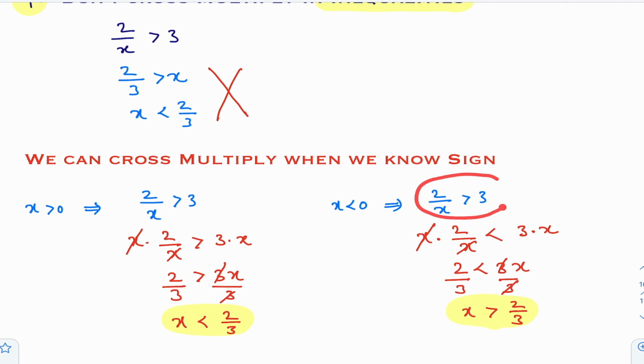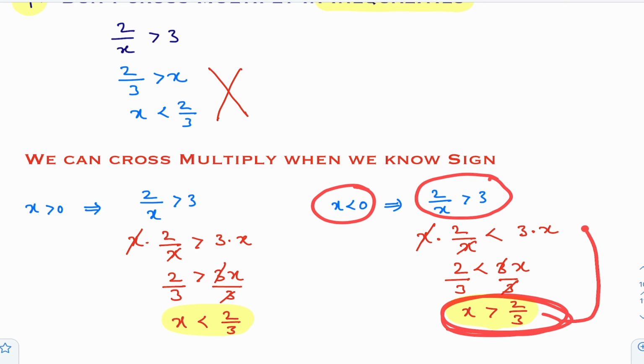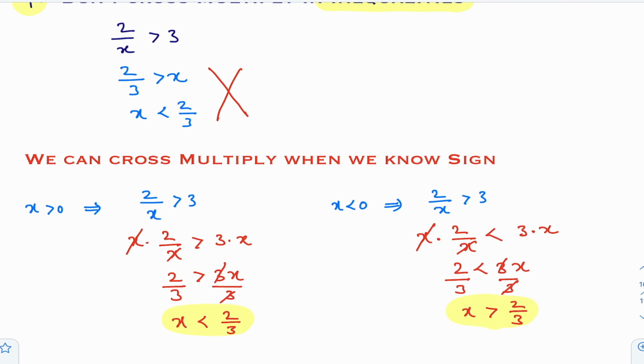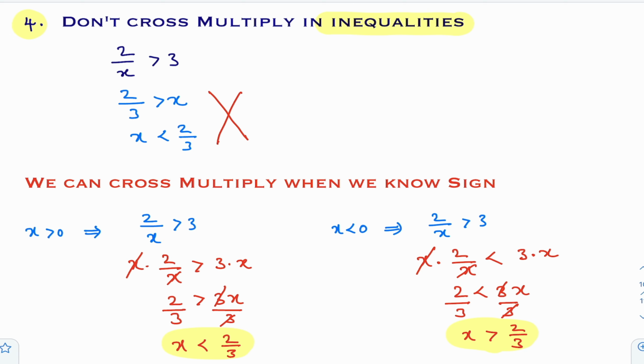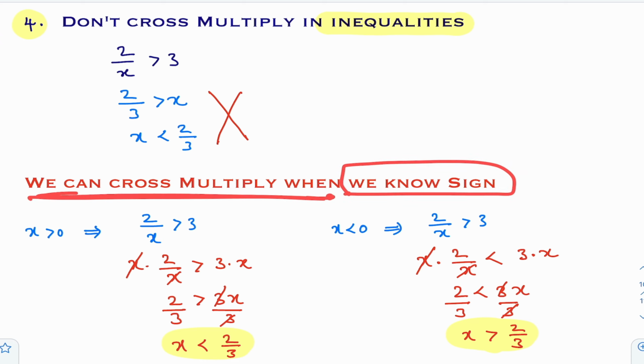If this is the inequation, if you know x is less than 3, x greater than 2 by 3, this is the solution of this inequality. I hope you are understanding the difference. So in cross multiplying, don't cross multiply without knowing its sign. If you know the sign of that particular variable for an inequality, if I am multiplying with a negative real number, if you are multiplying with a positive real number, it's okay.